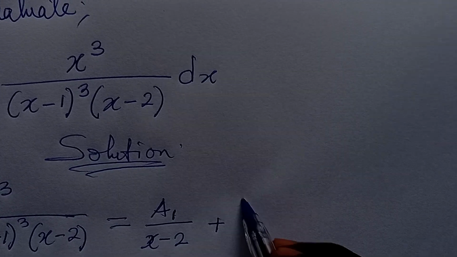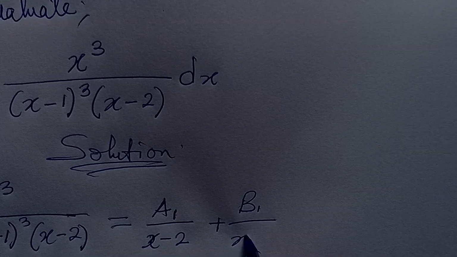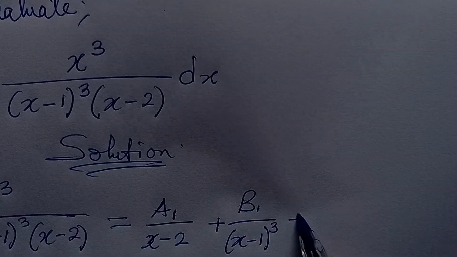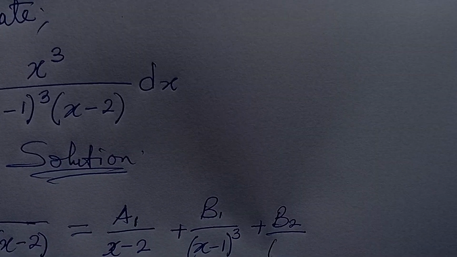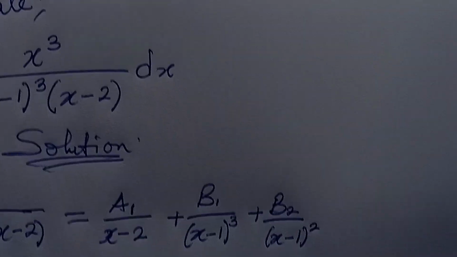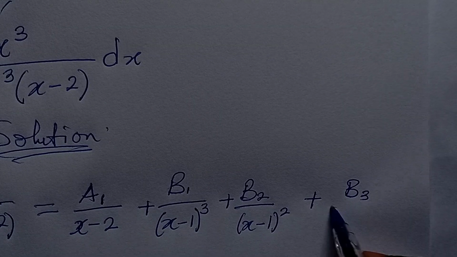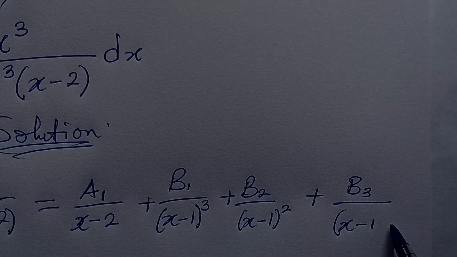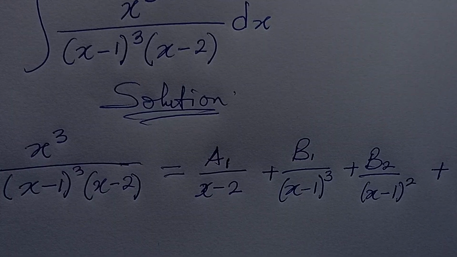so we're going to have B1 all over (x minus 1) raised to the power of 3, plus B2 all over (x minus 1) raised to the power of 2, then plus B3 all over (x minus 1) raised to the power of 1, which is the same thing as x minus 1.